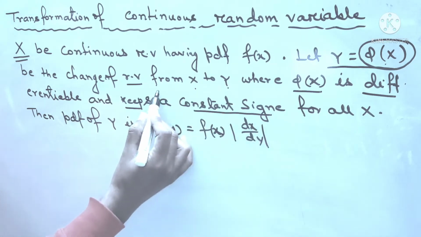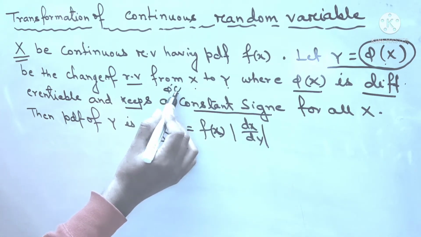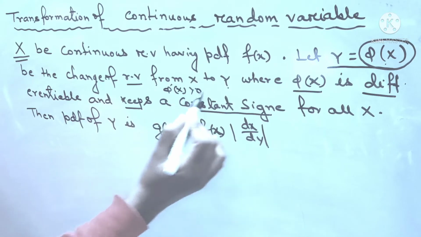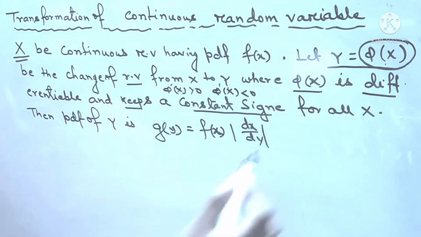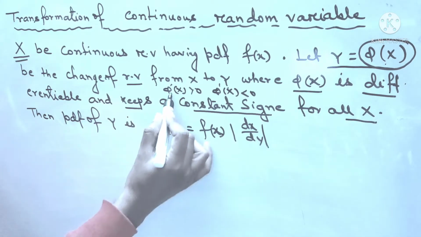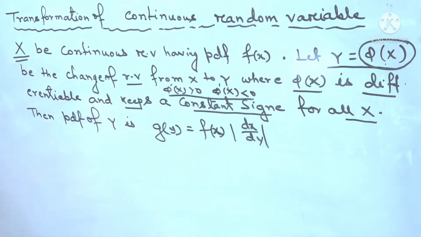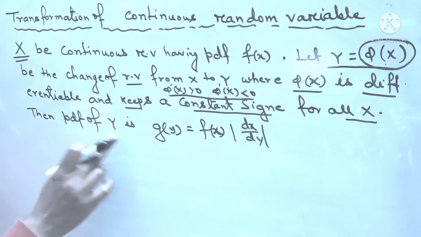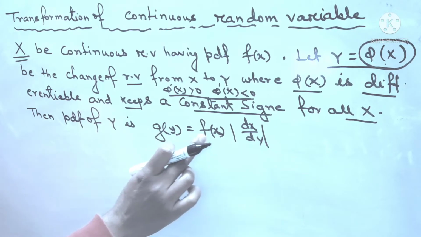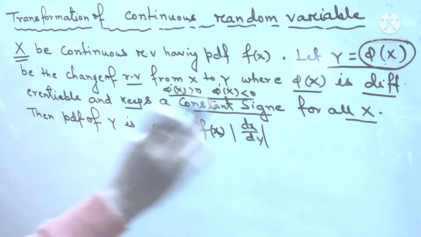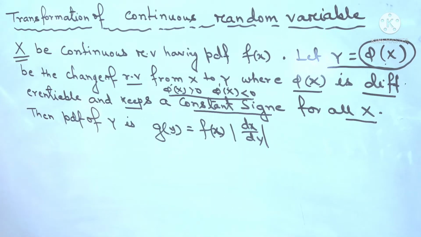That is, either phi dash x greater than 0 or phi dash x less than 0 for all x. This means it keeps the constant sign, either positive or negative. Then the PDF of y is given by g of y, which is equal to f of x into mod of dx by dy. Now we prove this result.